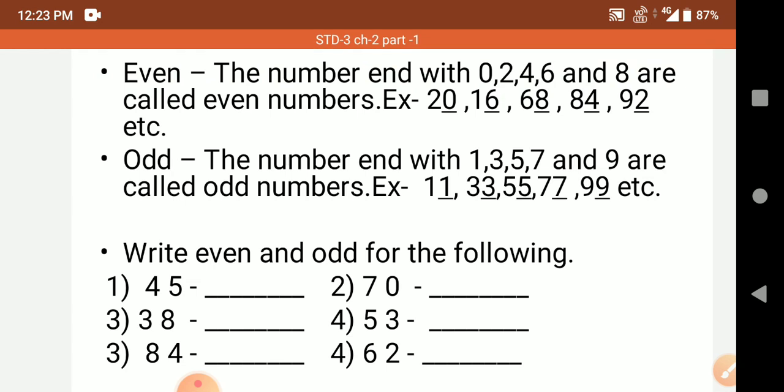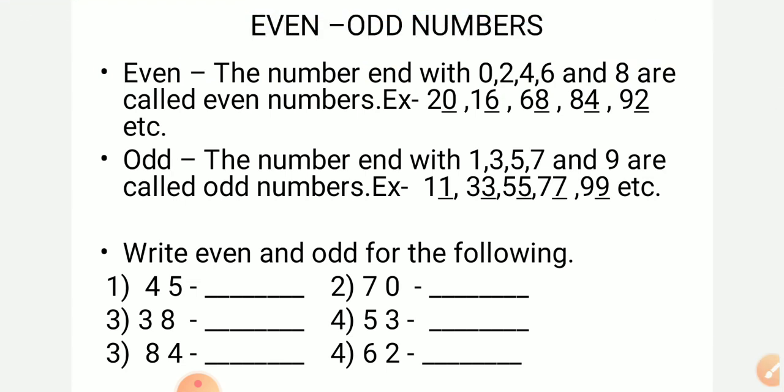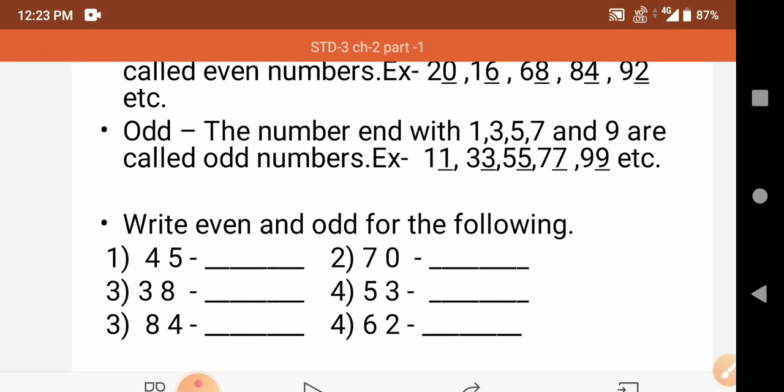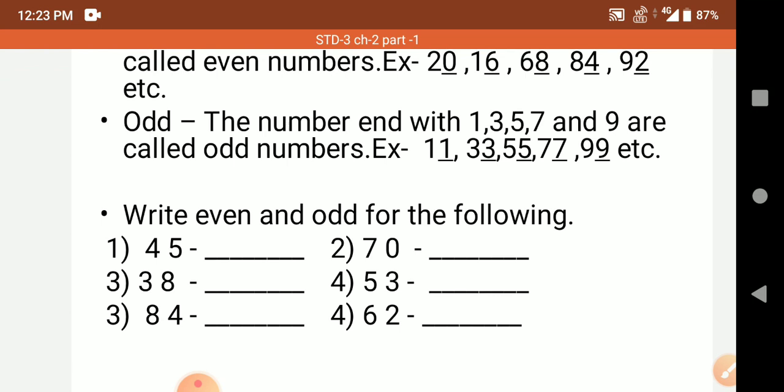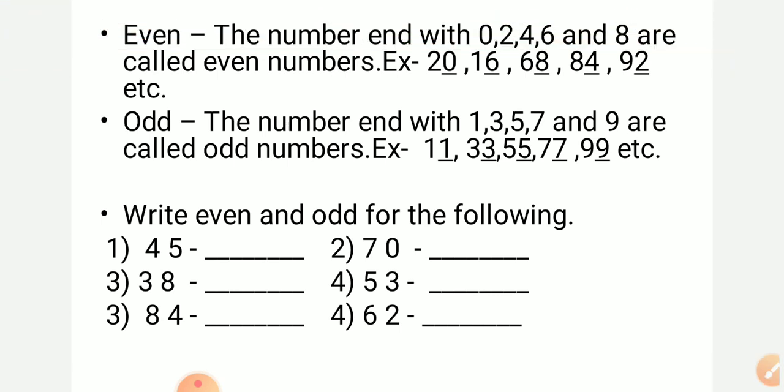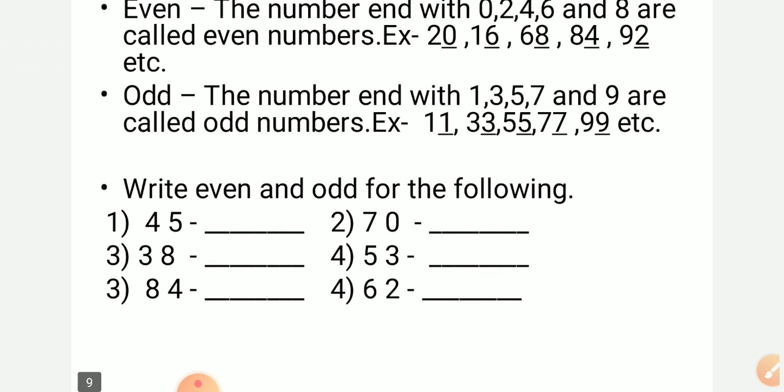Then odd numbers. The numbers that end with 1, 3, 5, 7 and 9 are called odd numbers. For example, 11, 33, 55, 77 and 99, etc. Look at the underlined digits 1, 3, 5, 7 and 9. So these are odd numbers.